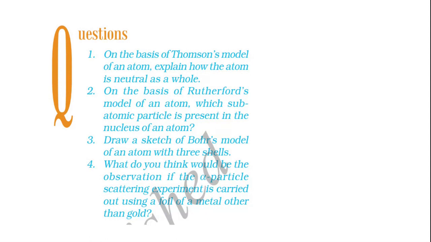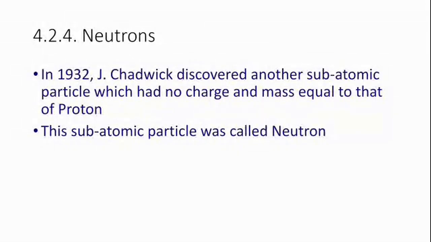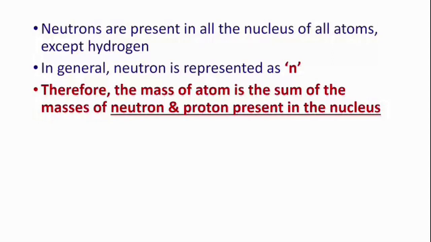Okay, students. Next we will discuss neutrons. In 1932, Chadwick discovered another subatomic particle which had no charge and a mass equal to that of the proton. This subatomic particle was called the neutron. Neutrons are present in the nucleus of atoms except hydrogen. Hydrogen has only a proton in the nucleus. In general, neutrons are represented by N.